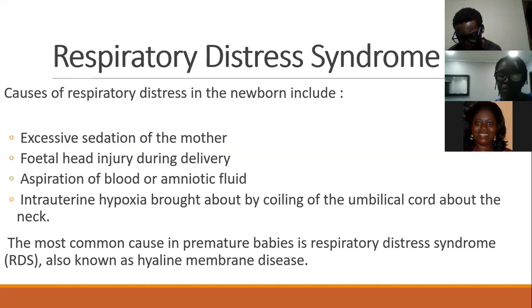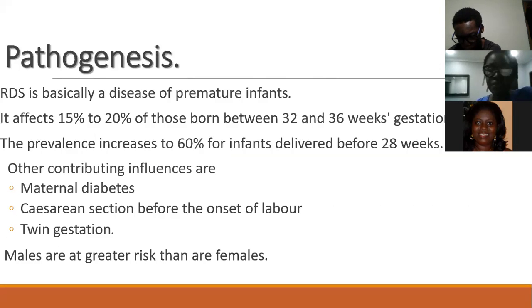Then if the baby aspirates or inhales some of the amniotic fluid, it can cause congestion in the lungs and interfere with breathing. Things like cord around the neck, which can compress the fetal neck and lead to hypoxia, can also cause respiratory distress syndrome. But the commonest cause is prematurity. This is common between 32 and 36 weeks of pregnancy, and the more premature the baby is, the worse the respiratory distress syndrome.